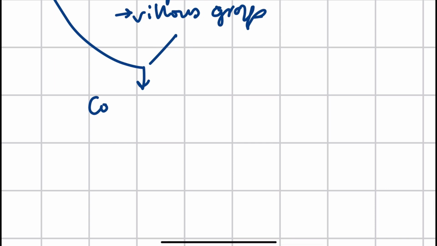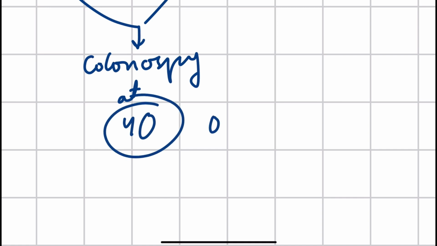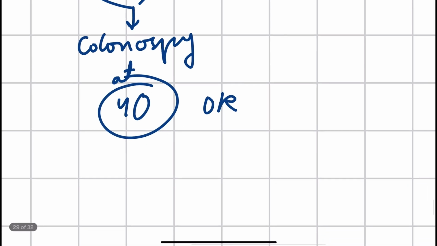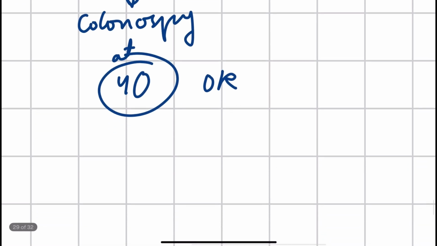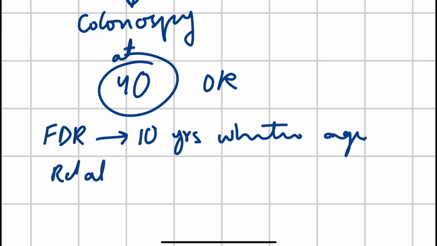And we will do the colonoscopy at age 40. So 40 is the magic number here, at age 40. Or if the high risk factor is the first degree relative, then 10 years before whatever age that relative was diagnosed. So I'm going to explain that with a couple of examples.